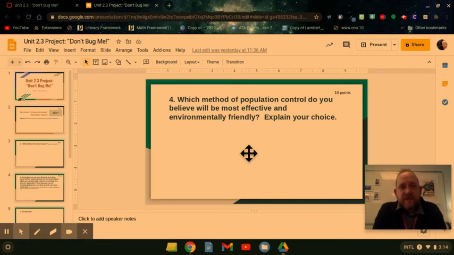Now you have a few days to work on this project. Don't get behind. Make sure you're working on it from the get-go. You are going to need to do a little bit of research to figure out what kinds of changes you can make to these insects' habitats in order to change their population. It's going to take you a little time to look that up and think that through.